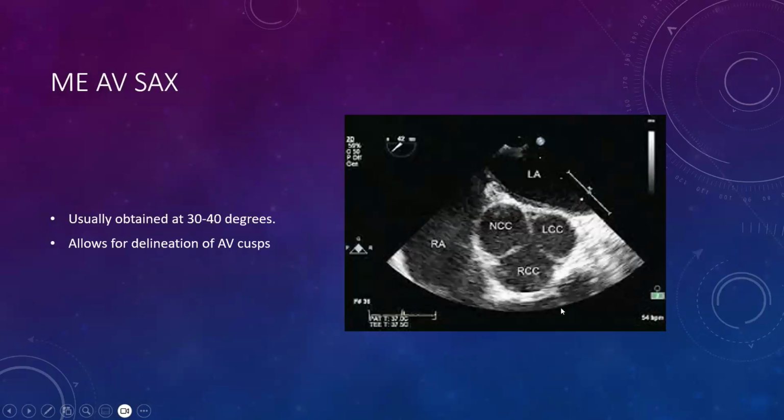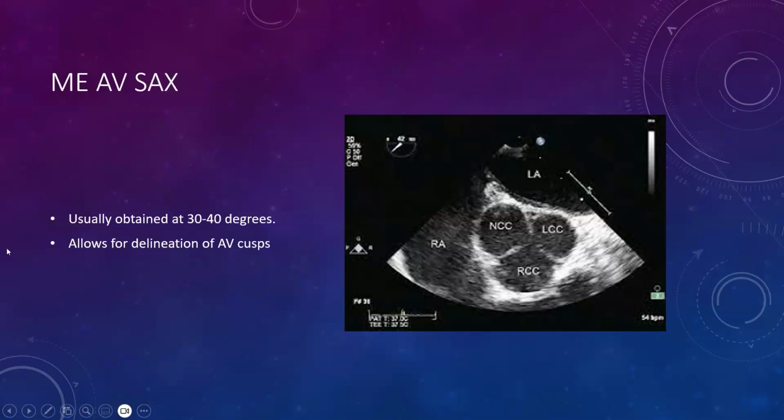Going from a long axis view, you decrease 90 degrees, you're going to get a short axis view. So usually around 30 to 40 degrees, you'll get this mid-esophageal aortic valve in short axis. I don't know if this is the same in emergency medicine, in anesthesia, this view is almost always tested on our residents in training exams, and that's basically identifying the cusps of the aortic valve, the non-coronary, which is always right there next to the interatrial septum, left coronary, and right coronary.